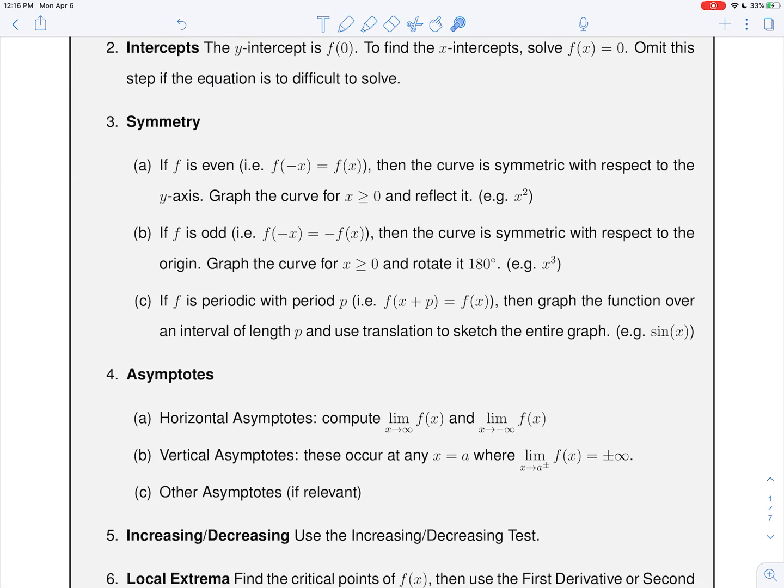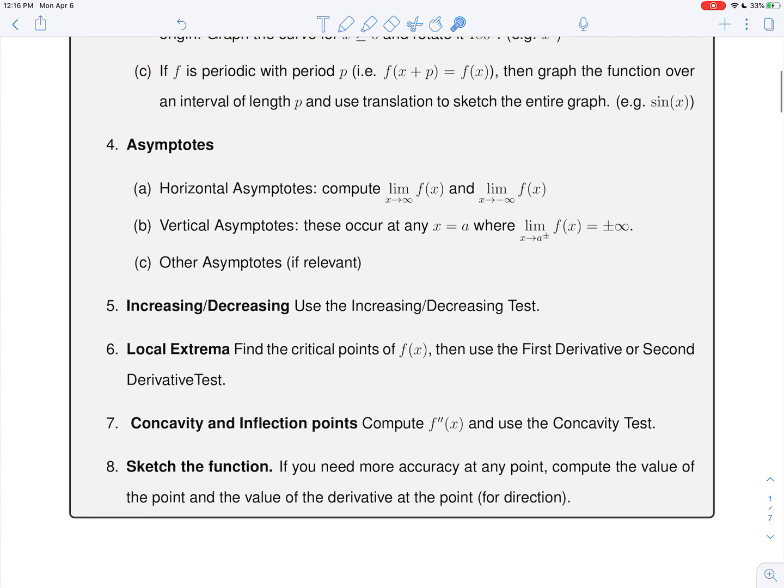Think about symmetry. I put everything on here, but if there's an even function or odd function, you want to know that. If you mess with trig functions, there may be a period. So you would only graph the first part of sine and then just repeat that again and again. Typically won't really mess with examples over C.